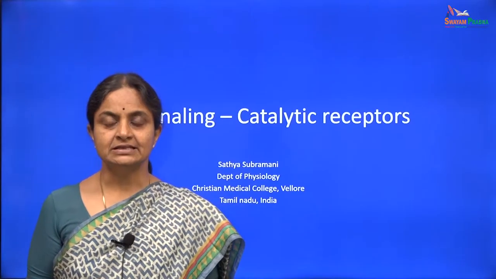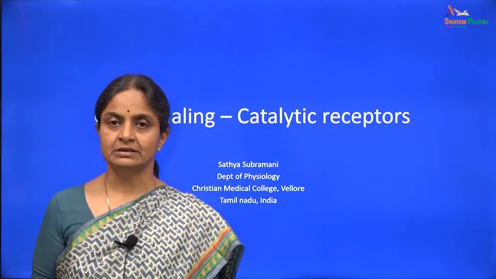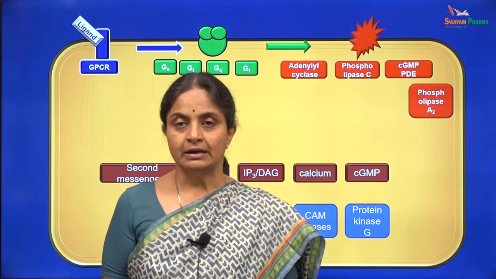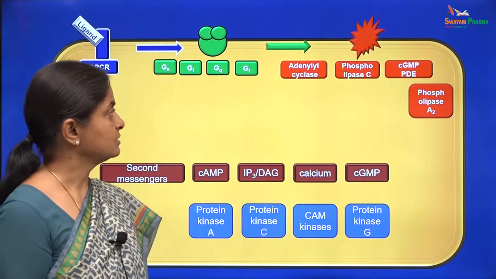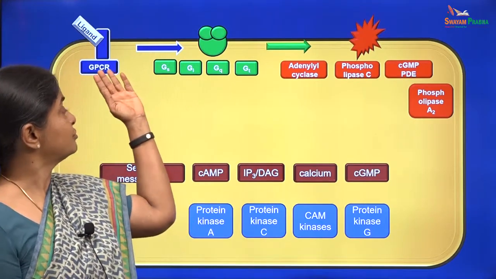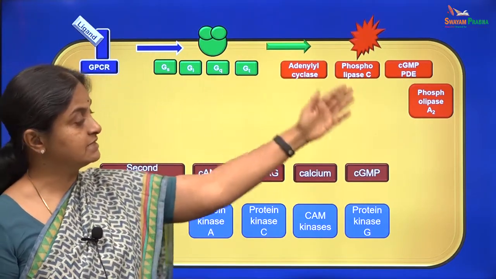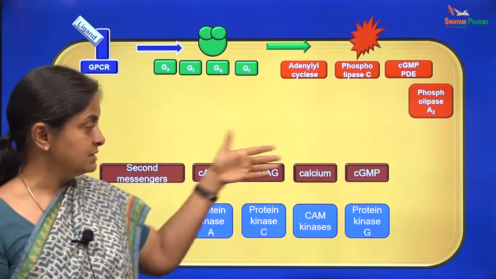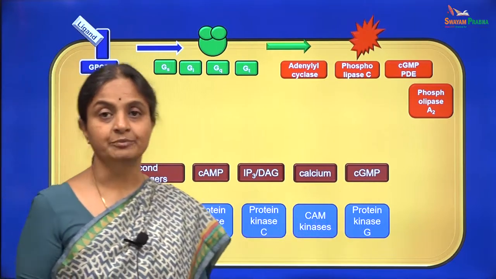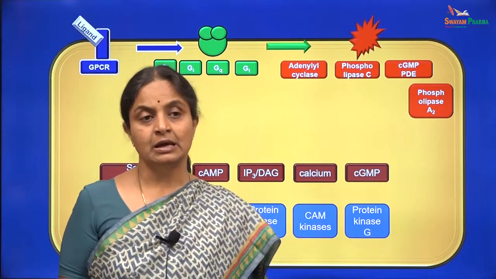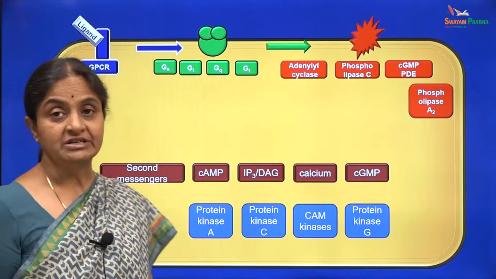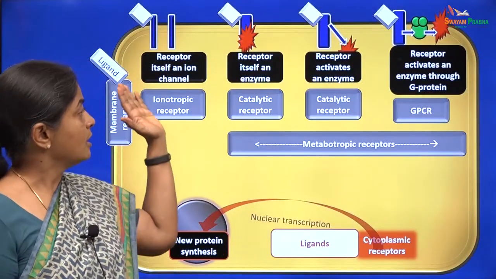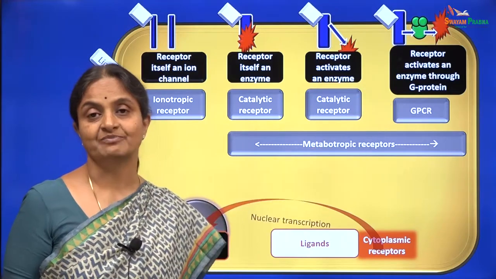We will now discuss signaling mechanisms due to catalytic receptors on the membrane. In the last session, we considered G protein coupled receptors and their signaling pathways through G proteins, membrane enzymes, second messengers, and protein kinases. G protein coupled receptors themselves are one type of four types of membrane receptors.